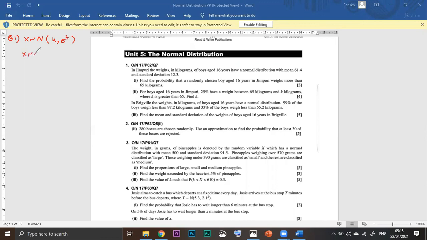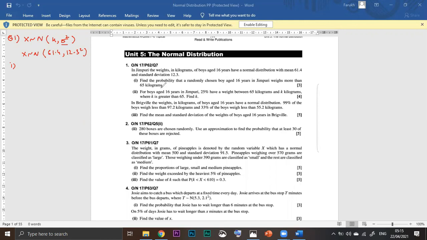X is a normal distribution with 61.4, 12.3 square. This one is the standard deviation. In the definition, at this place, we will write down the variance. Part number 1. Find the probability that a randomly chosen boy aged 16 years in Jimpuri weighs more than 65 kilograms.